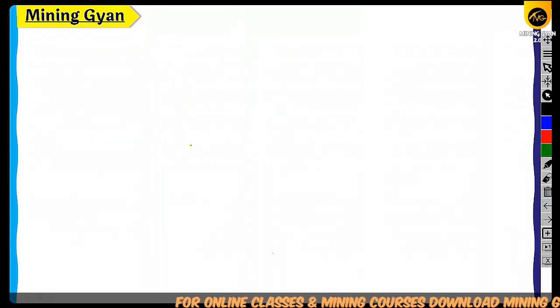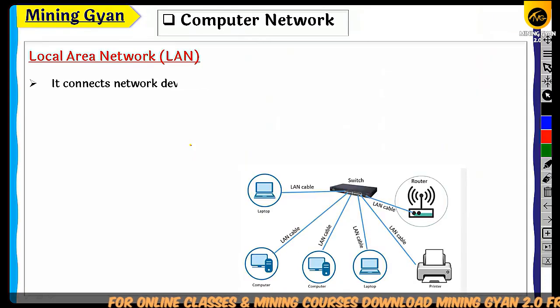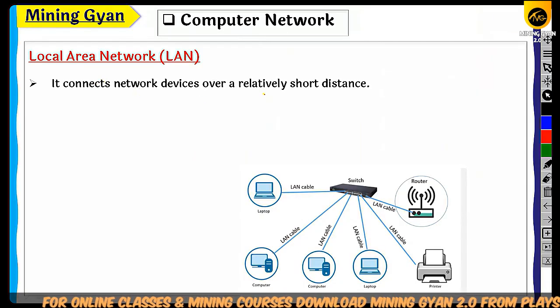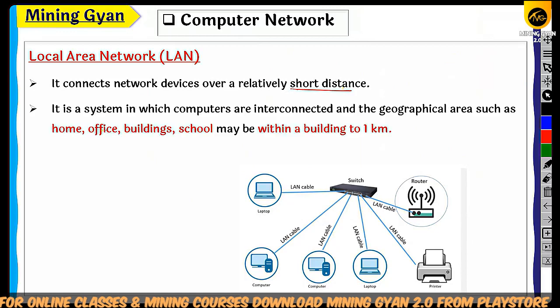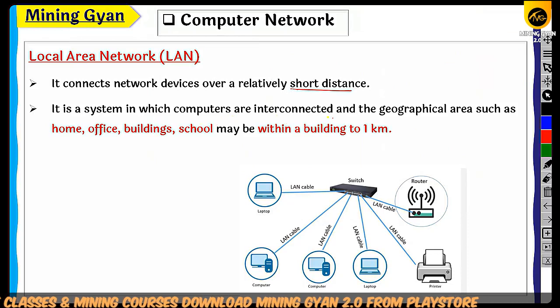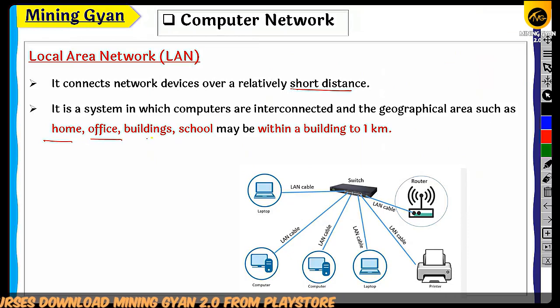So the first one is the local area network. It connects network devices over a relatively short distance. Basically these are used for connecting devices over a relatively short distance as compared to MAN and WAN. It is a system in which computers are connected in a geographical area such as a home, office, buildings, or school, may be within a building to 1 kilometer.